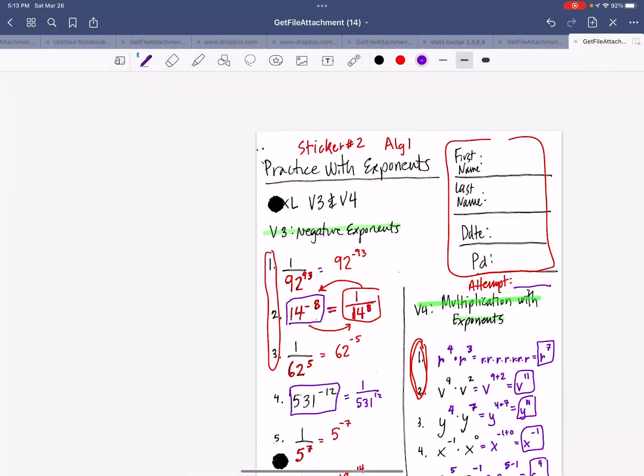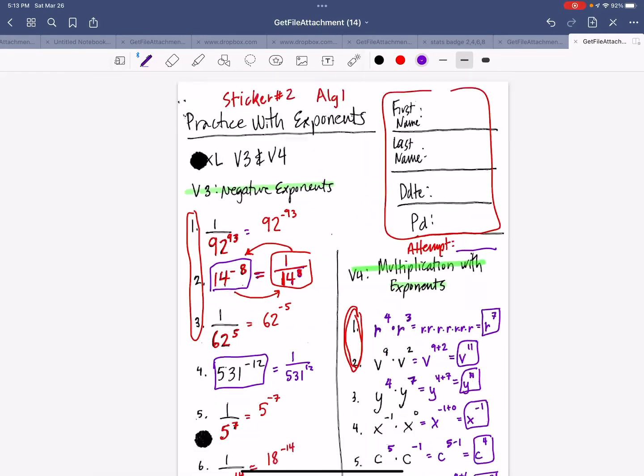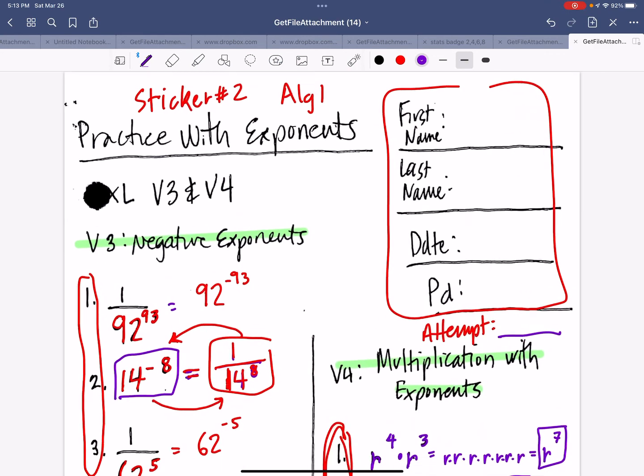So let's go back to our video and just remind ourselves, that's all we need to do for our homework is to just fill out this paper, or if it's already filled out, make sure we're committing it to memory so that we're ready for the quiz in Algebra 1.